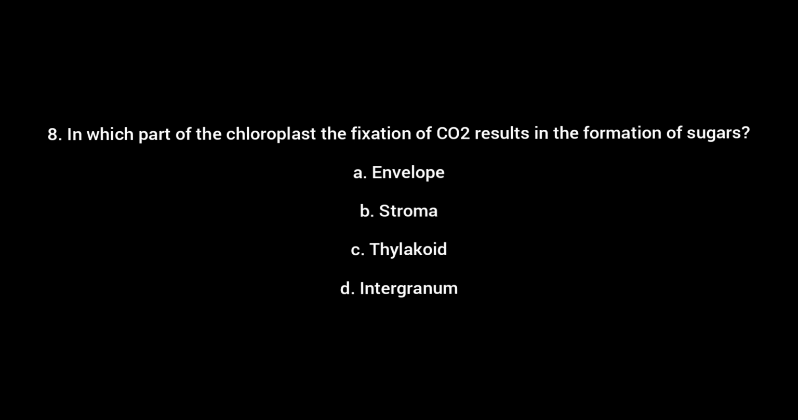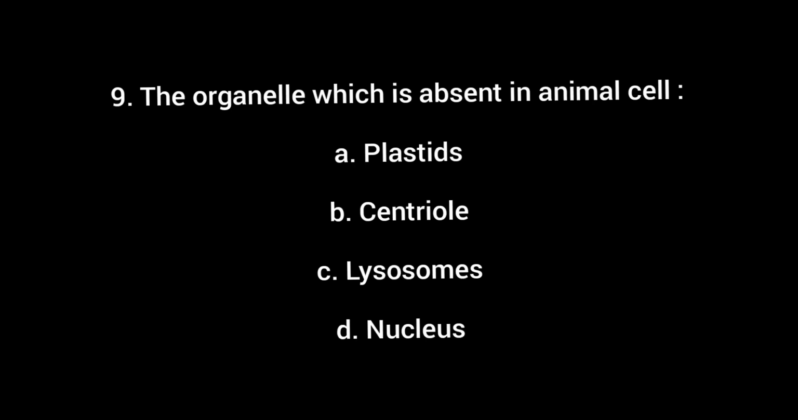MCQs number 8. In which part of the chloroplast the fixation of carbon dioxide results in the formation of sugars? A. Envelope, B. Stroma, C. Thylakoid, D. Intergranum. So the correct option is B. Stroma, because dark reaction takes place in stroma.